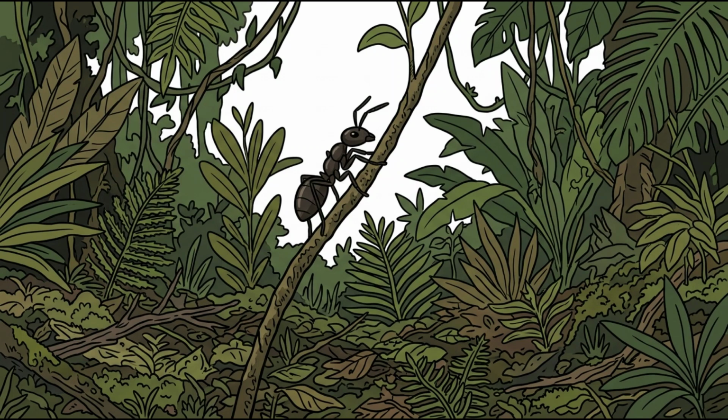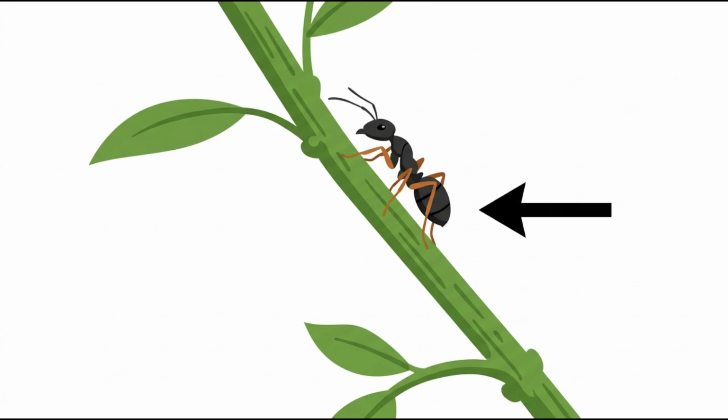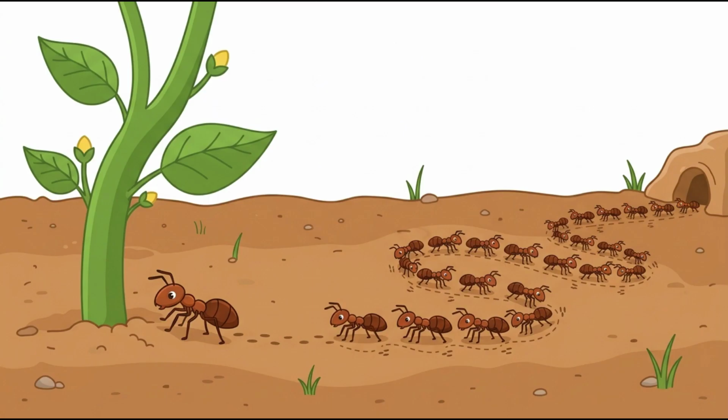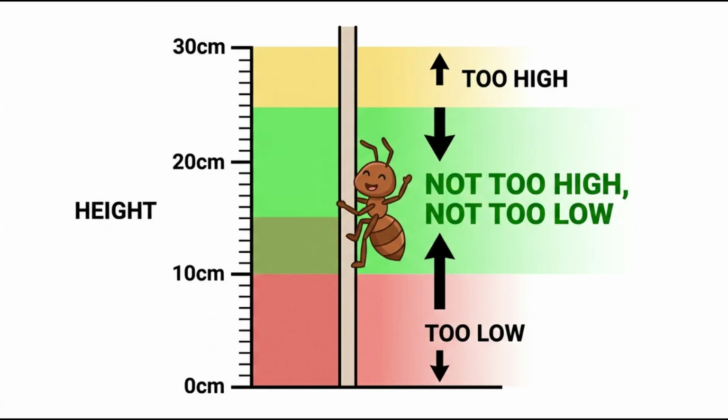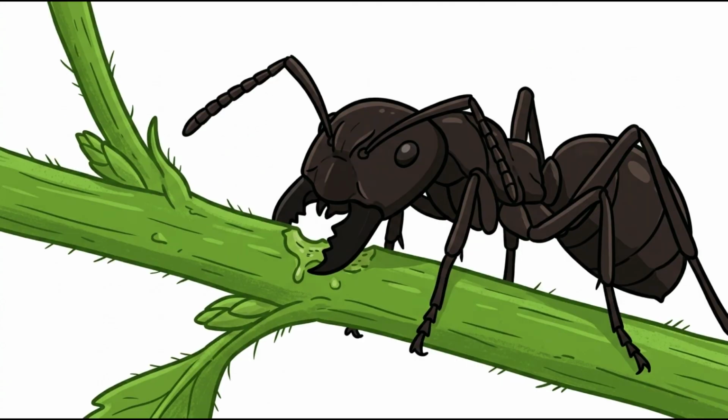Somewhere on the floor of a tropical rainforest in Thailand, an ant is climbing a plant stem it has no reason to climb. It left the trail. It left the other ants. It is moving with a strange mechanical precision toward a specific height above the forest floor. Not too high, not too low. And when it reaches that height, it bites into the stem.